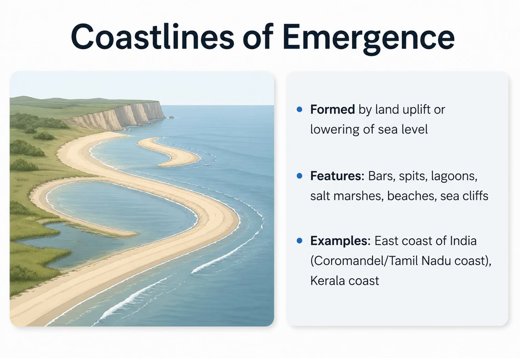This occurs when the land is uplifted by tectonic forces, or when the global sea level drops, exposing the former seafloor. Because the shallow ocean floor is now exposed, these coasts are characterized by features like bars, spits, lagoons, and wide beaches. The eastern coast of India, particularly the Tamil Nadu coast, is a classic example of an emergent coastline.